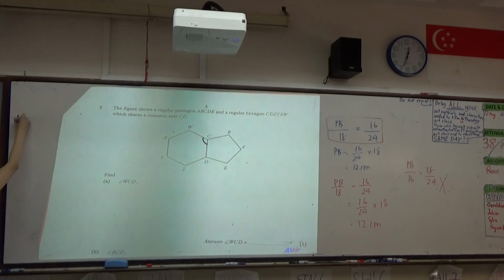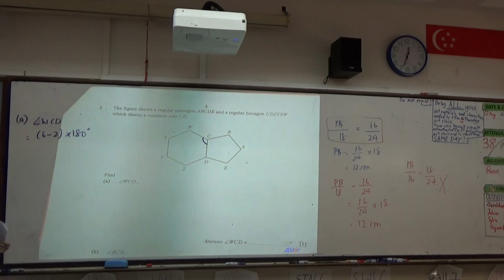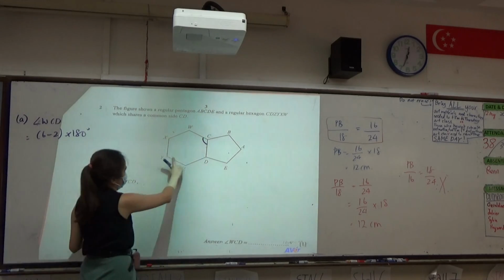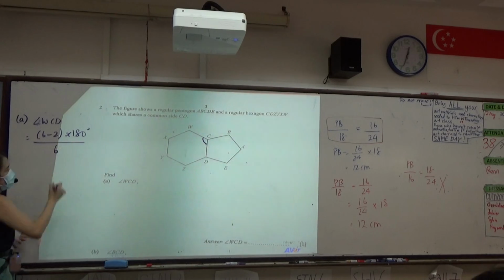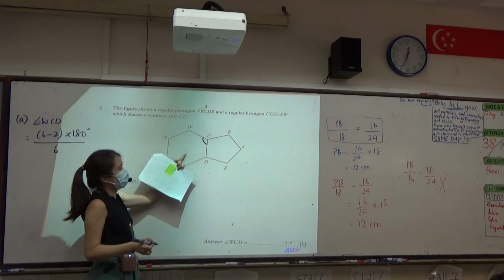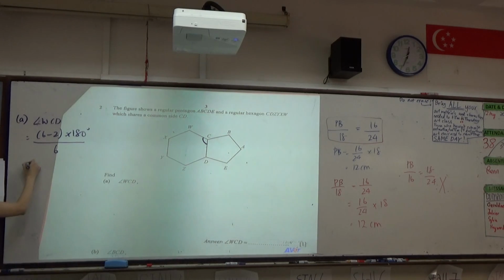So in part A, you should be taking angle WCD equals to 6 minus 2 times 180 degrees. That is the sum of interior angles of this hexagon. Then we divide by 6 because it is a regular hexagon, so all the interior angles will be the same. Therefore, you will get 120 degrees. I'm sure I've done this in class before.